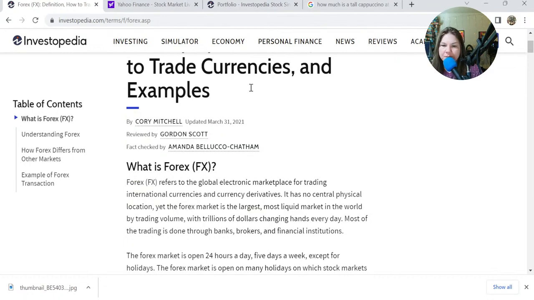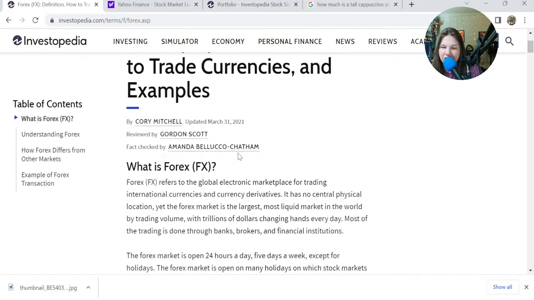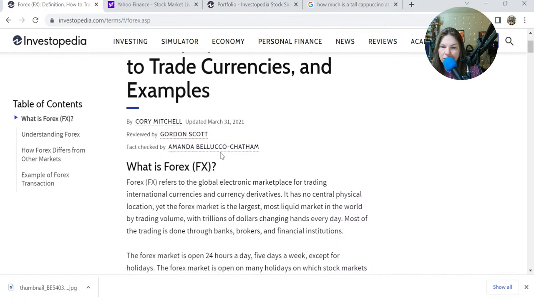Okay, let's go. By Corey Mitchell, reviewed by Gordon Scott, and fact checked by Amanda Beluccio. I don't know. So, what is Forex?